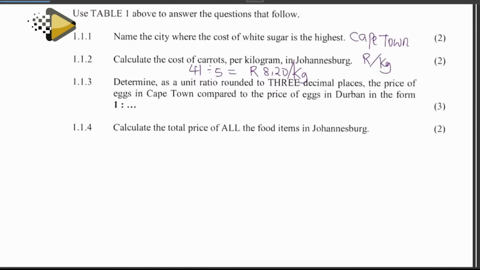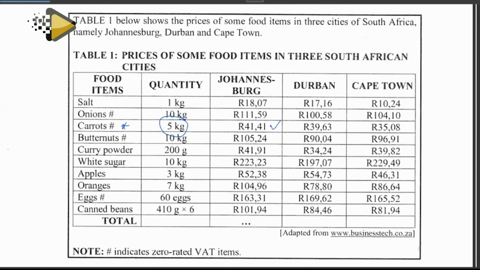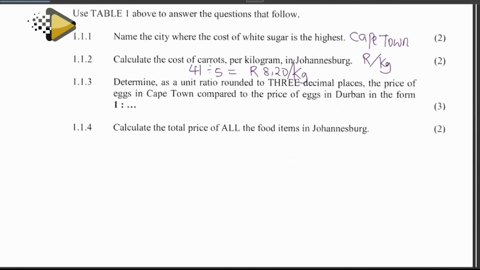Okay. Determine a unit ratio rounded to 3 decimal places: the price of eggs in Cape Town to the price of eggs in Durban. Take note of that. Number 1, we shall mark the order. Number 2, the simplification. So let's go to the diagram and you see eggs. Eggs are here, in Durban and Cape Town. Remember they said the order matters. Start with the price in Cape Town, which is 165.52 to 169.62. We want this to become 1.